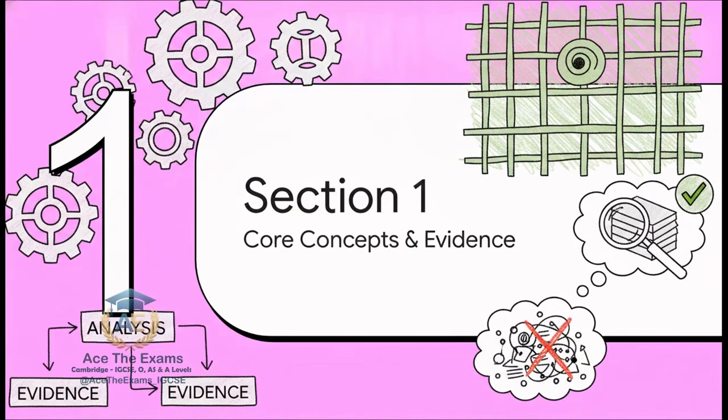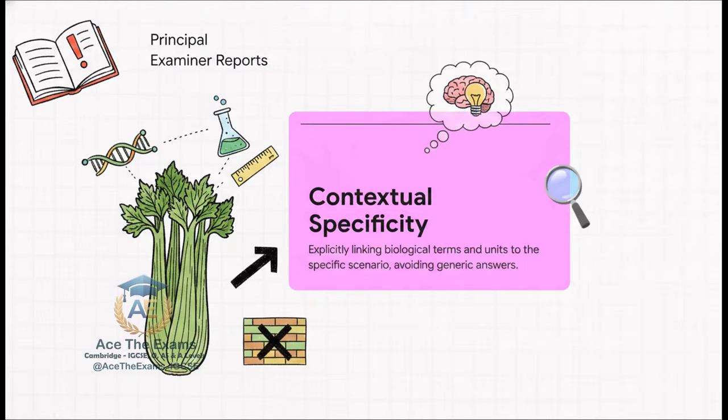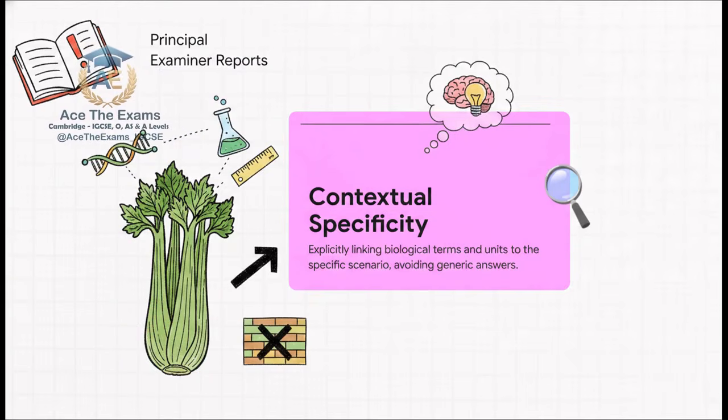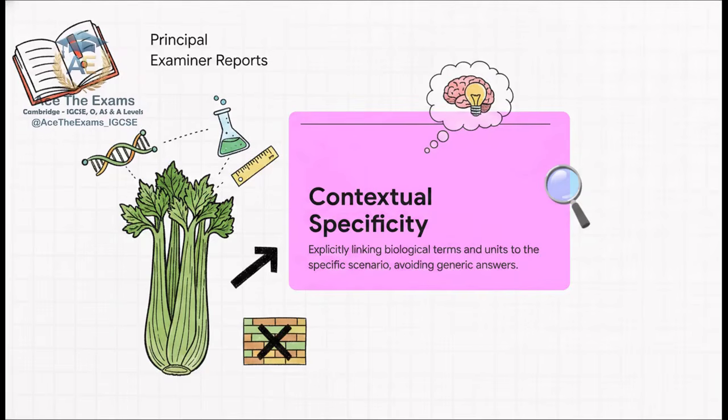Section 1. Core concepts and evaluating evidence. So, the academic benchmarks for Biology 9700 require really logical, structured reasoning. The assessment framework here prioritizes analytical depth over superficial breadth. In other words, examiners do not want a brain dump of everything you happen to know about cellulose. They want to see if you can handle and evaluate information systematically.